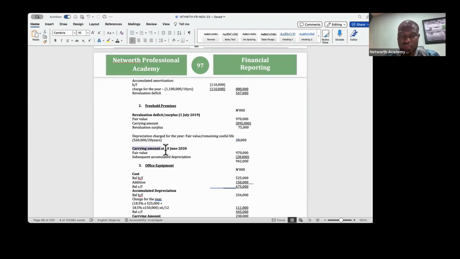So my fair value for the land and building is 970, that's the 560 plus the 410. I remove the subsequent accumulated depreciation, which is 28, that I computed above. And this gives me 942,000 as my carrying amount. And that is the figure that goes to my statement of financial position.